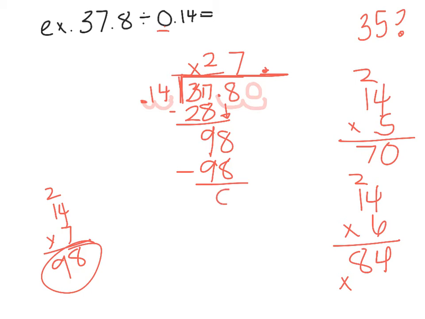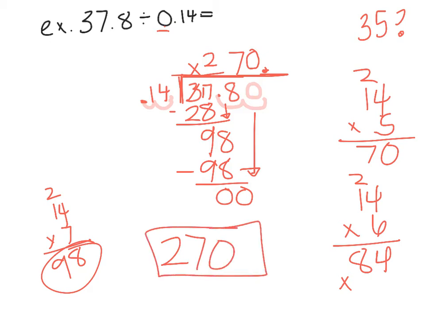And subtract, that's 0. Bring down my 0. Does 14 go into 0? No. So I'm going to add a 0 right there. Okay, so my answer is 270. Okay, and I could put another 0 right there, but I don't need to. So was I even close to an estimate? No, I was totally off base. If I look and say, well, 14 times 35 would not be 3,000. So I was totally off.